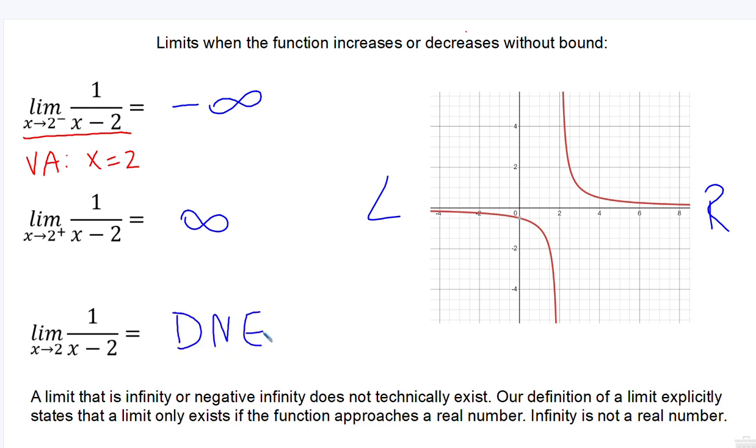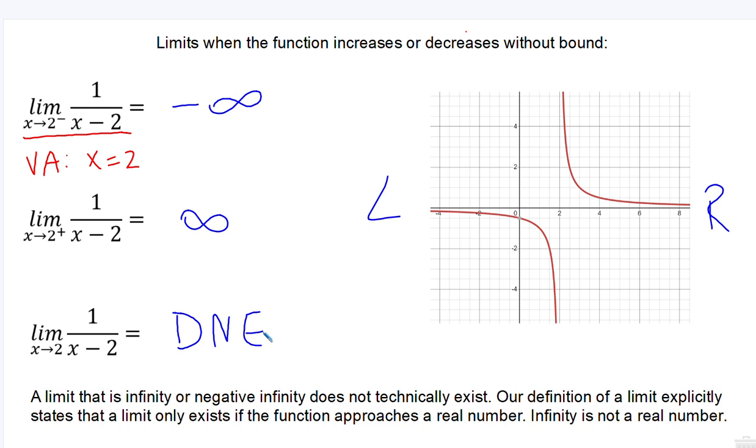But what we're going to keep in mind here is that regardless of whether it's a positive infinity or a negative infinity, technically these limits don't exist because our original definition for a limit explicitly said that a limit only exists if the function approaches a real number. Well, infinity is not a real number, and therefore these limits, technically none of them exist.